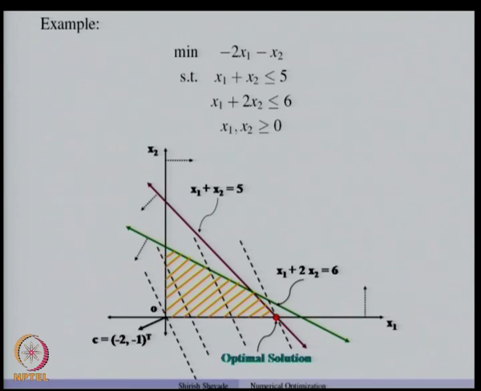So, you will have noticed that the optimal solution always lies at the boundary point if the optimal solution exists. There may be linear programs where the optimal solution may not exist. Those linear programs are unbounded linear programs, and whenever we say that the optimal solution exists, we mean that the optimal solution is finite.